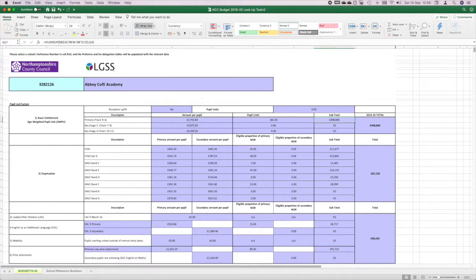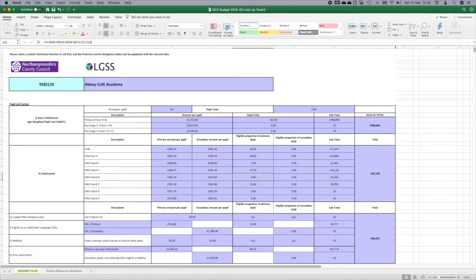Free school meals, they have 26 pupils. I don't know how we get 44.05 for Pupil Premium. I'm not even going to ask that, but I'm sure Northamptonshire understand their formula. So they get funded, and this is a primary school, so they're going to get funded at £541.